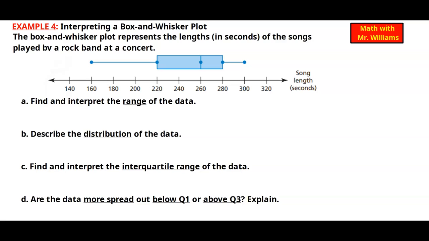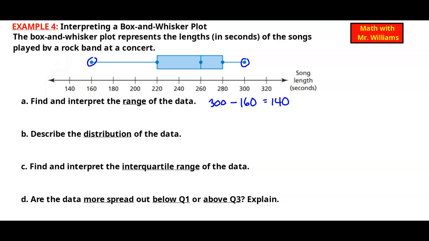Okay, so to find the range of the data, we take the greatest value and we subtract the least value. So we have 300 minus 160, which gives us 140 for our range. This means that the song lengths vary by no more than 140 seconds.